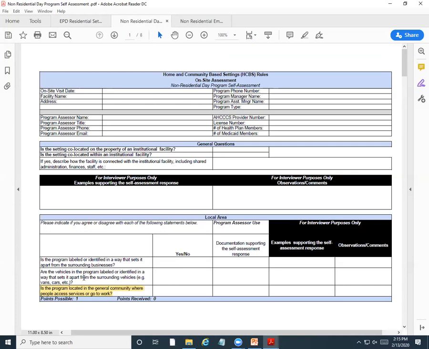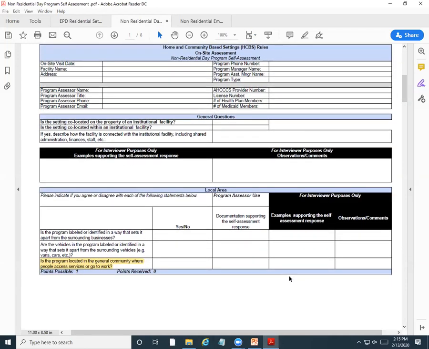If you remember, we have these same two questions on the residential tool, but for day program, we added, is the program located in a general community where people access the services or go to work?